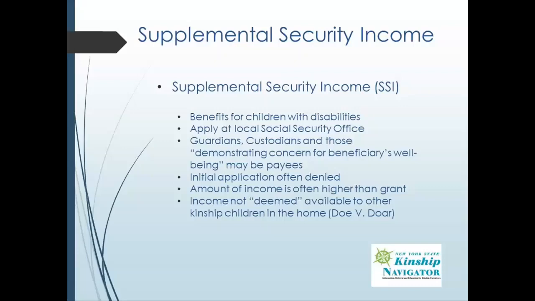So we've got guides on our website as to how to apply for SSI and what to do if you are initially denied that income. As I said, the amount of the income is often higher than the non-parent grant, and it's very important to note that if you have two kinship children in your home, one is receiving SSI and one is not receiving anything, that second child would be eligible for the non-parent grant. And that is because SSI income is invisible income. So the one child that's receiving that SSI income, their income would not be deemed available to the second child.